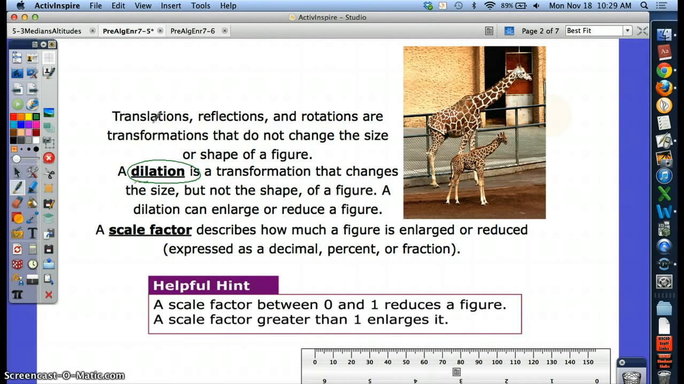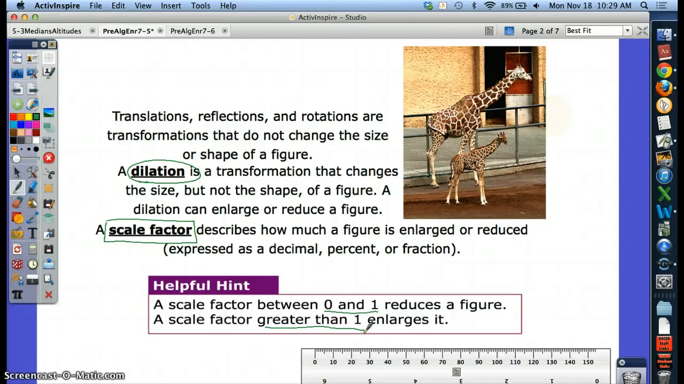So translations are slides, reflections are flips, and rotations, which are like turns, are transformations that do not change the size or shape, but a dilation does change the size. It can reduce or enlarge the figure, and the way you're going to know if it reduces or enlarges is by the scale factor. A scale factor describes how much a figure is reduced or enlarged. If it's between 0 and 1, the figure will be reduced, but if it's greater than 1, then the figure will be enlarged. It'll get bigger, okay?